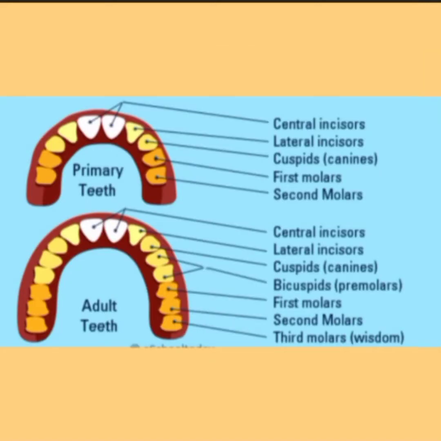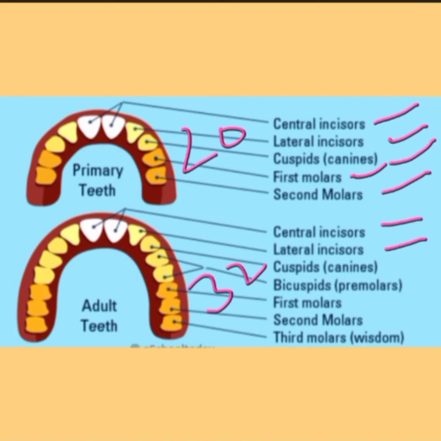Next we will talk about temporary and permanent teeth. Let's talk about the difference between them. First of all, milk teeth are 20 in number: central incisors, lateral incisors, canines, premolars, and second molars. Third molar teeth are not present in the milk teeth, or I can say in the primary teeth. In adult teeth, they are 32 in number: central incisors, lateral incisors, canines, premolars, first molar, second molar, and third molars, which are also known as wisdom teeth.